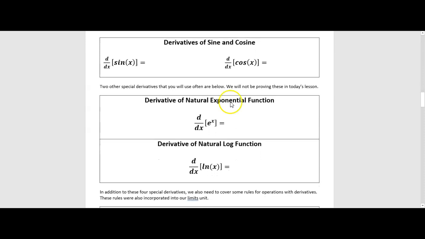All right, so the derivatives of sine and cosine. Now get ready, this is super complicated. The derivative with respect to x of sine of x is, drum roll please, cosine of x. I was just kidding, it's not super complicated. So the derivative of sine of x is cosine of x.